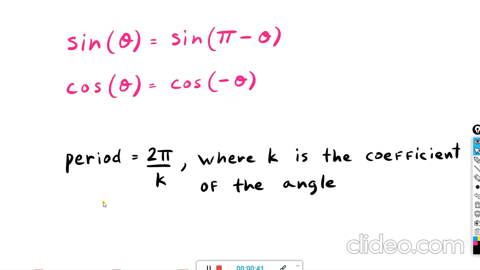And the formula for the period is going to equal 2 pi divided by k, where k is the coefficient of the angle. If you remember, the coefficient is the number in front of the variable, and of course the angle will always follow the sine or cosine function.